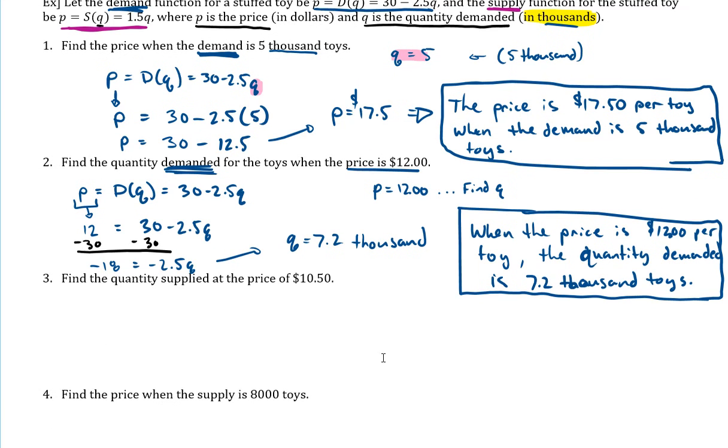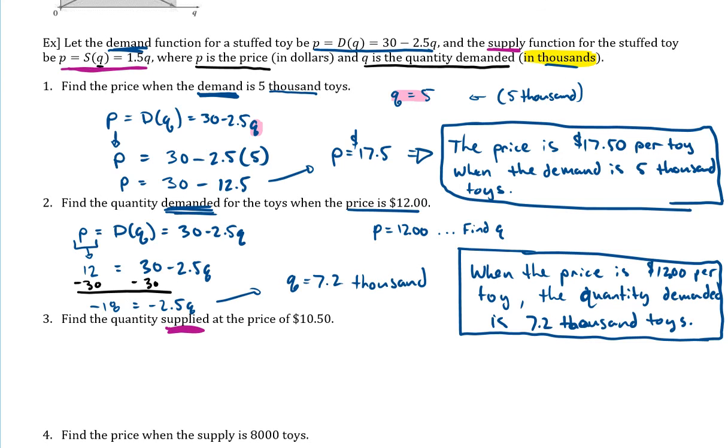Number 3 says find the quantity supplied. So there's our key word, supplied, at the price of $10.50. So I want to use the supply function, which is given to us in the problem. They tell us it is P equals S of Q equals 1.5Q. And be careful with Q. I try to make it so it has the little curly tail so it doesn't look like a 9, and also make sure to write it low.